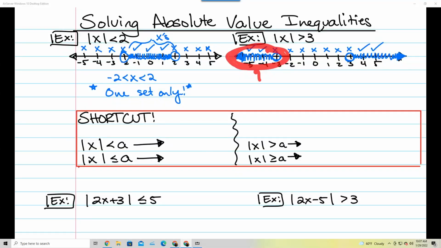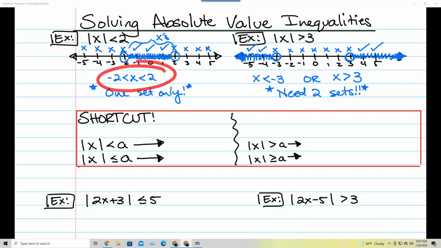This first inequality right here is the set of all the numbers that are less than -3. That means my x's need to be less than -3, or, if I want to talk about this set, my x's need to be greater than 3. The main thing I need you to get out of this is that when we do something like this, you need two sets of numbers. You can't shortcut it and try to write it like this. It's not being sandwiched, so don't try to sandwich it between two numbers. You need to write them as two different inequalities.